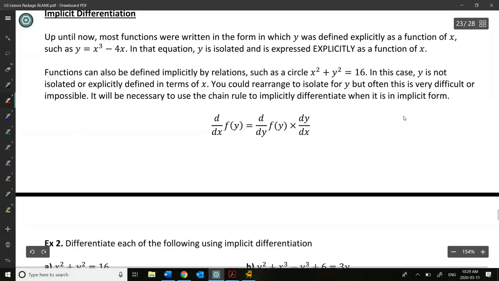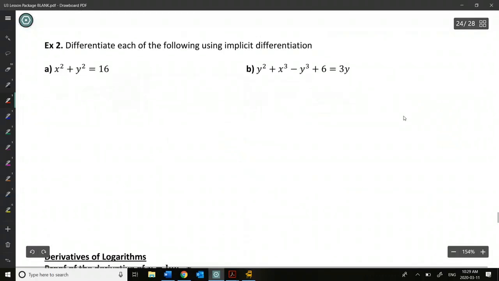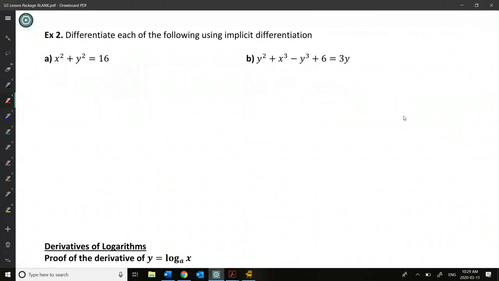So basically, if you're differentiating with respect to x a function that has y inside of it, we have to take the derivative of the y function, and we also have to multiply by dy over dx in order to get the full derivative. I'll show you what I mean in an actual example. Let's use the example that I presented above, x squared plus y squared equals 16. We're differentiating with respect to x, so dy over dx is what we're trying to find.